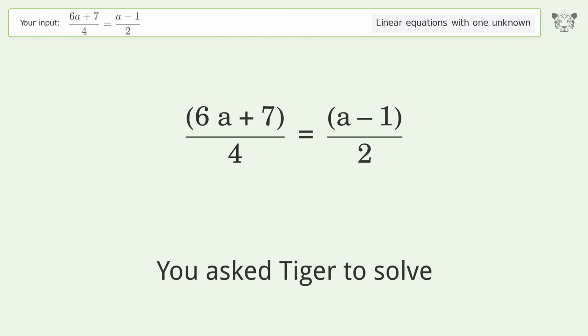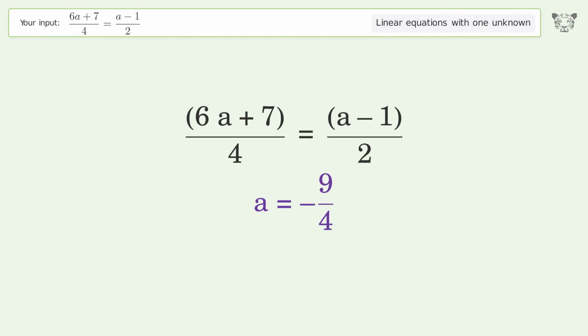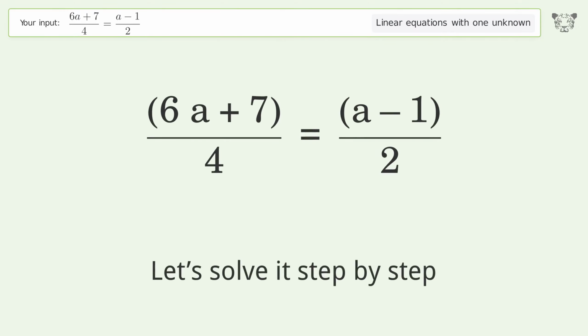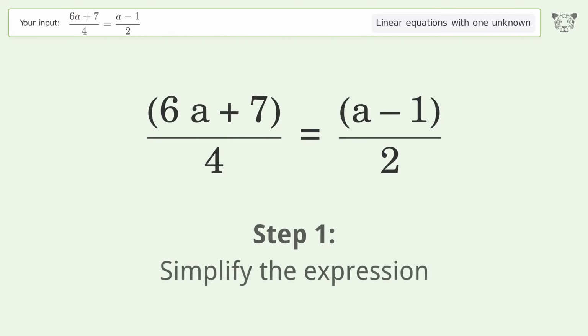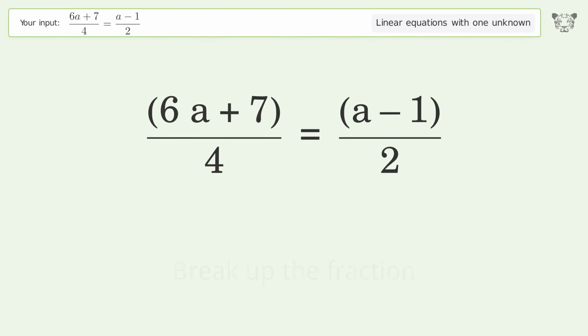You ask Tiger to solve. This deals with linear equations with one unknown. The final result is a equals -9/4. Let's solve it step by step. Simplify the expression. Break up the fraction.